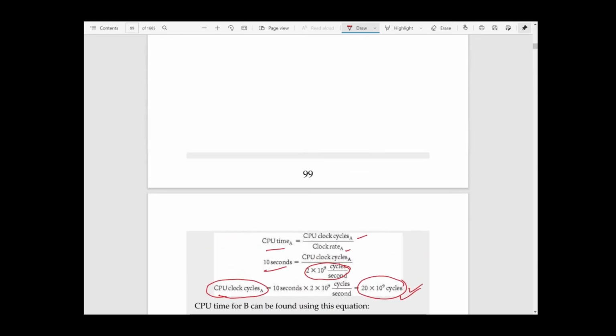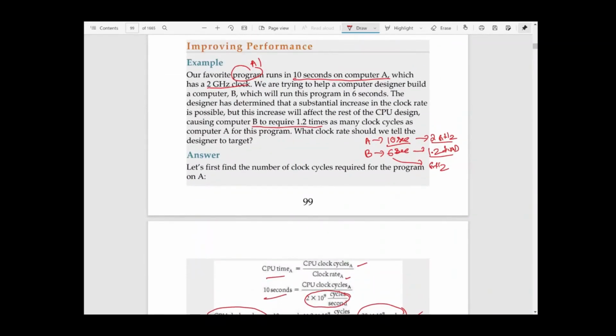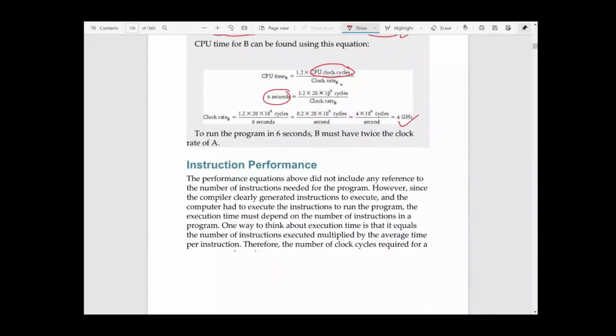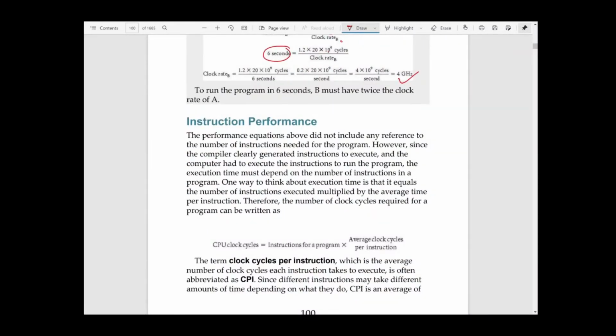So the thing here is, if you want to design a computer B where the same task A1 that was running in A in 10 seconds should execute in 6 seconds in B, then I have to set the frequency of computer B to 4 gigahertz. So this is the example here. Try to understand these small problems, because I may give this type of problems in your exam, in a class test or mid sem.